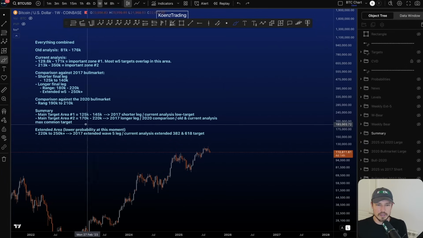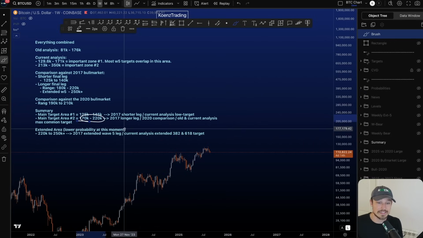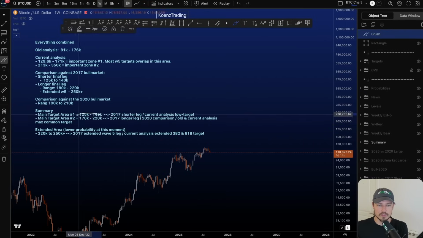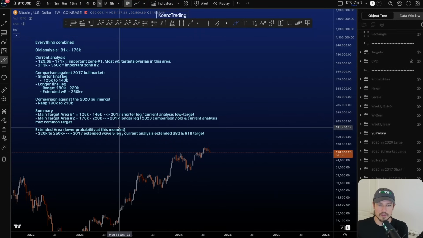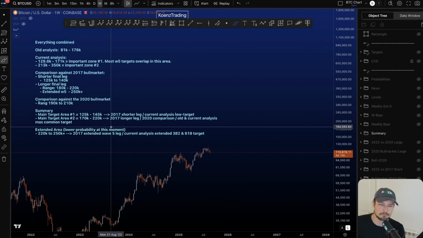Then the second main target is 170 to 220K. The target that we calculated based on the 2017 longer leg fits inside that area. The 2020 comparison is in that area. And the old and current analysis have a max target being around 170, 180K.